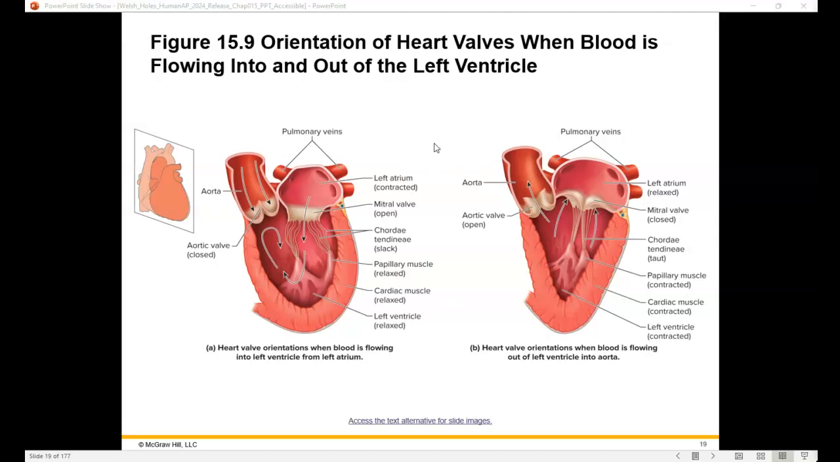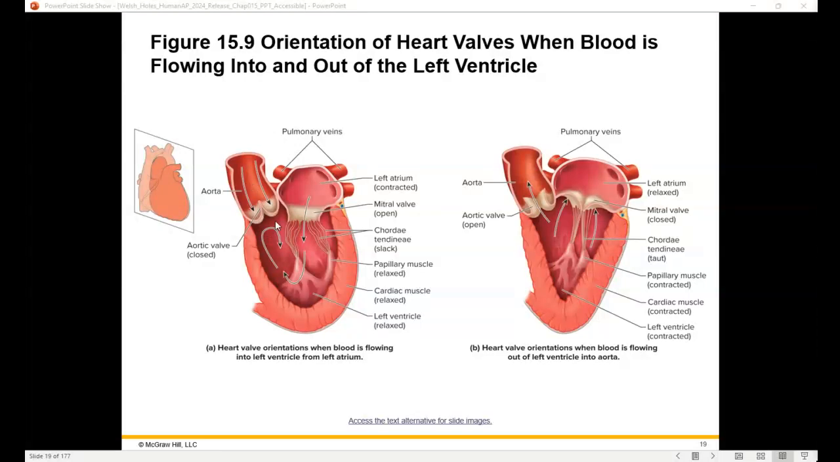Okay, this shows the orientation of the heart valves when the blood is flowing into and out of the ventricles. So these are the pulmonary veins that are bringing blood back into the heart that's oxygenated because it's coming from the lungs. You see it goes through the mitral valve into the left ventricle. And here it shows the blood moving up through the aortic valve and into the aorta.